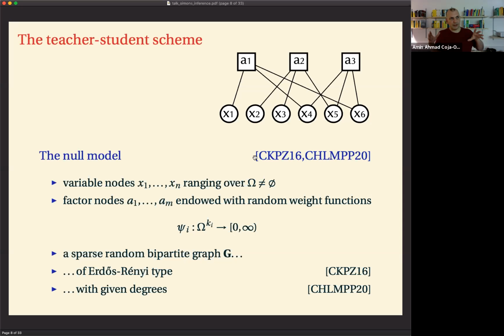So instead of defining an inference problem in a straightforward fashion, what we are going to do is first put the omelette on the other side and define a null model. For example, in the case of the stochastic block model, the null model would simply be the Erdős-Rényi random graph. So just a purely random graph with no planted coloring, no hidden structure whatsoever. You just throw in a bunch of random edges.